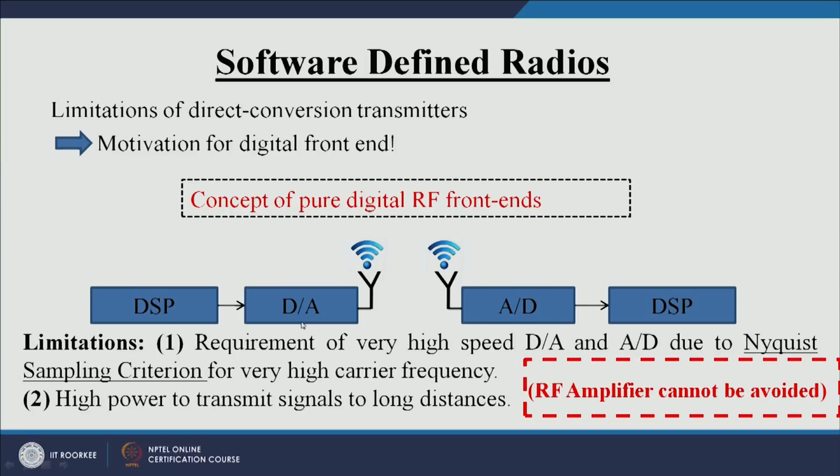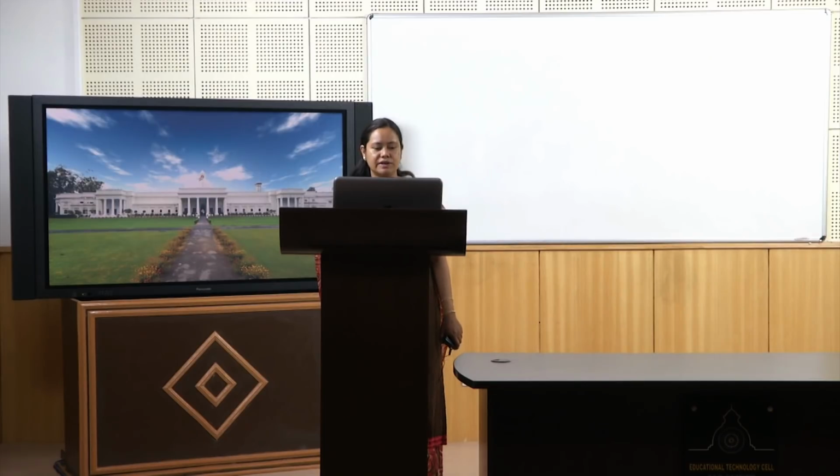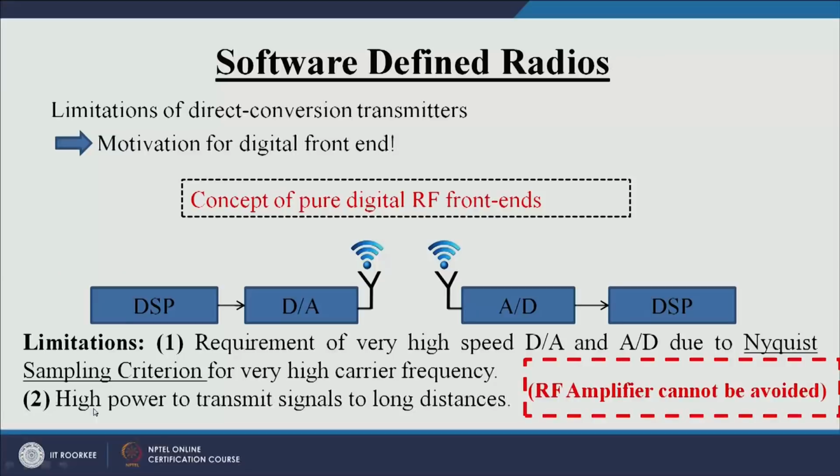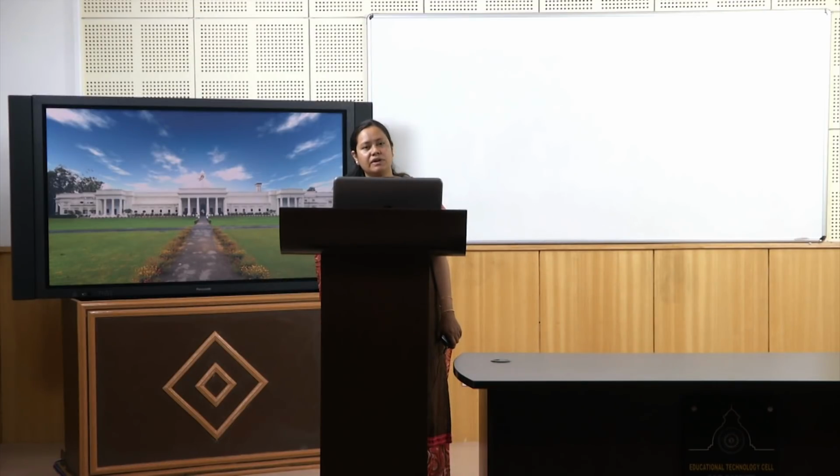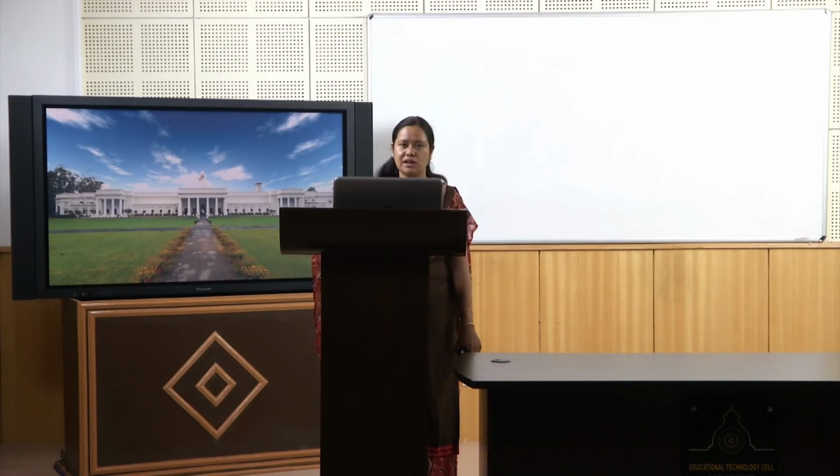The first limitation was A to D and D to A speed, but we have seen that we have methods like RF sampling, where we can directly do the sampling at the RF speed, and in that case we can actually avoid all these components like mixers, local oscillators and additional filters. So, this first limitation is being overcome in the modern scenario. But the second one, the high power to transmit signals to long distances: we cannot avoid the RF amplifier.